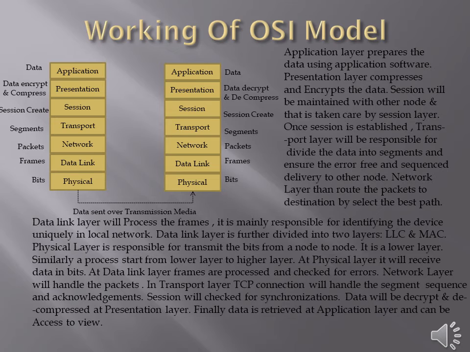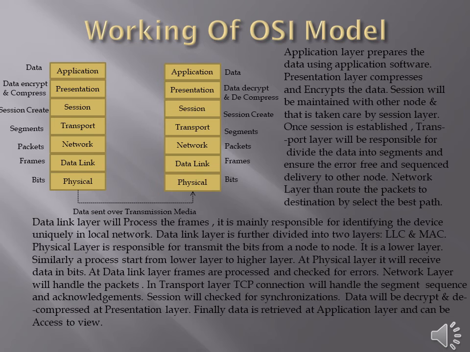For example, when we are sending a large document, it is not possible to send the document at once, so it will divide the data into segments and then send them one by one. Every time a segment is transmitted to another node, it will provide an acknowledgement that it has received the segment. Then the first node will send another segment with the higher number. Network layer then routes the packet to destination by selecting the best path.